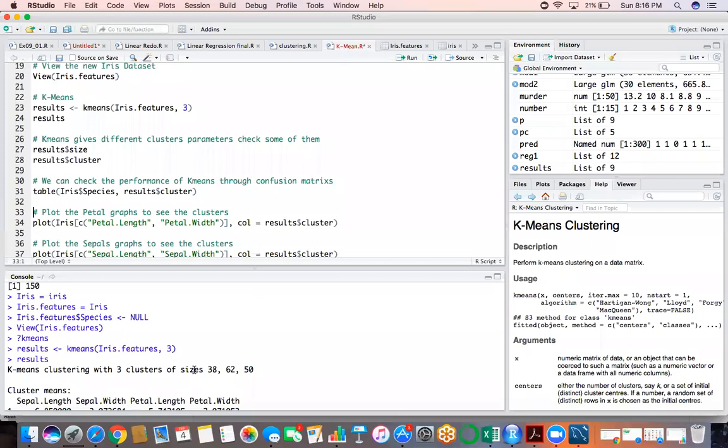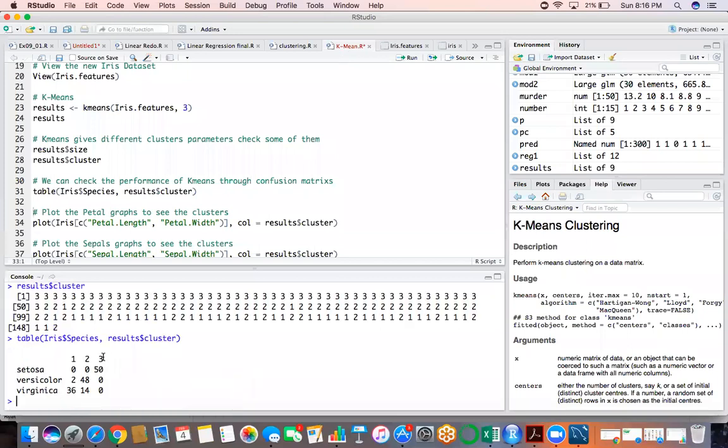Now come to the cross matrix. Out of the entire setosa species, everything got classified as setosa, 50 setosa. So there is zero error in this. Then come to versicolor. Out of 50 versicolor, 48 got classified as versicolor, 2 got misclassified. Those 2 got classified as setosa. Now out of 50 virginica, 36 got classified as virginica, 14 got classified as a different species.